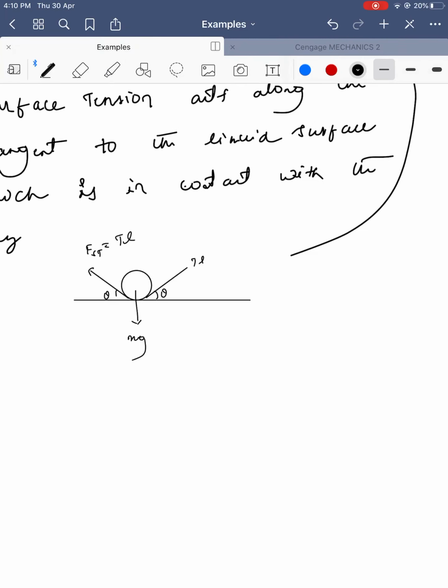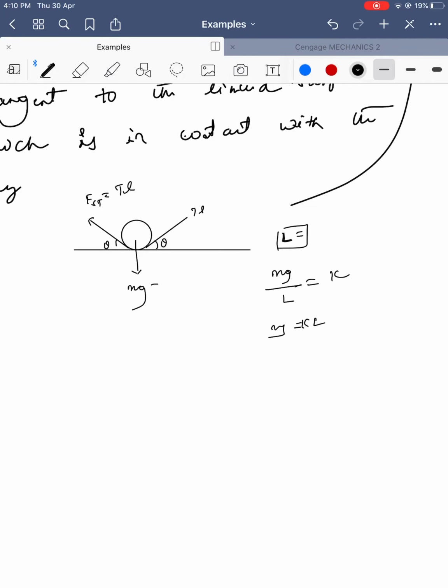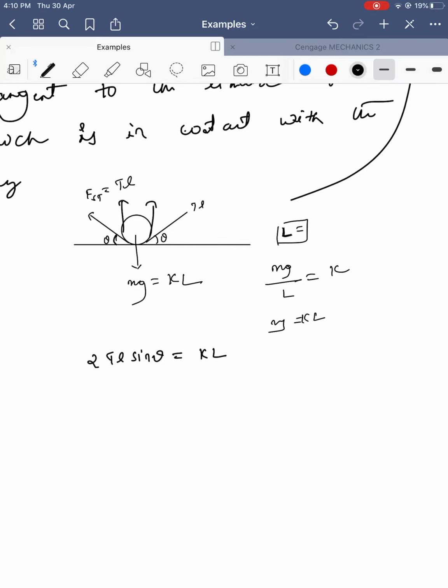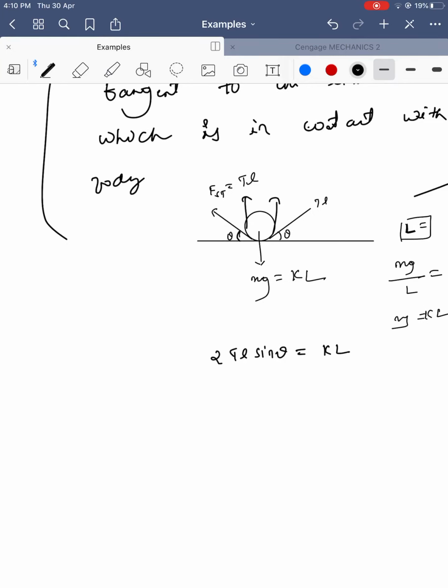Assume the length of the pin as L. The total weight mg by total length L is equal to k. So k into L is nothing but mg. Mg is nothing but k into L. So we are converting that according to this question. Vertical force must be equal to downward force. Resolve into components. The vertical component TL sin theta plus TL sin theta, 2TL sin theta, is equal to k into L. So what is sin theta?